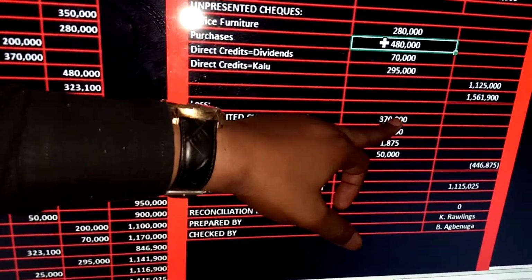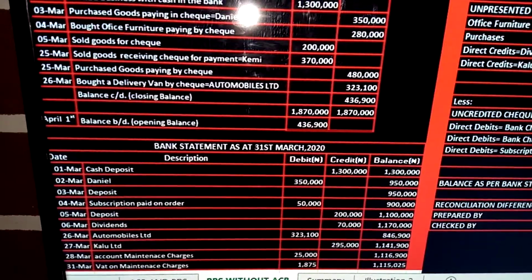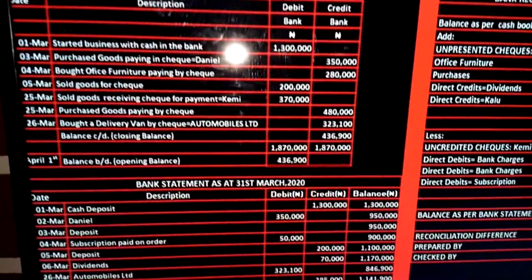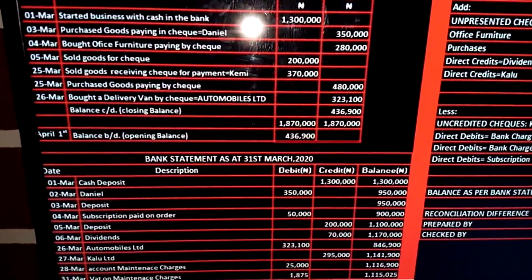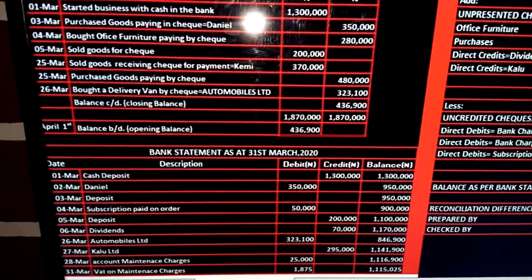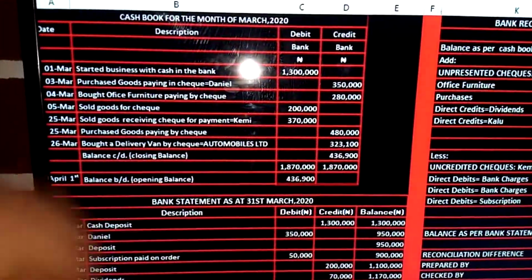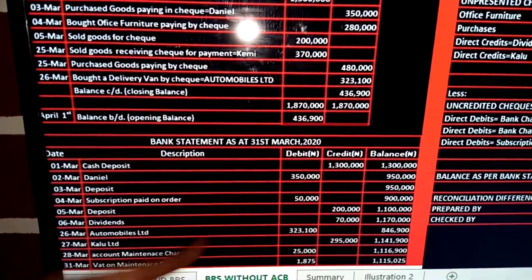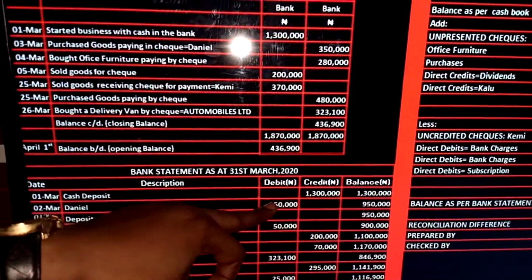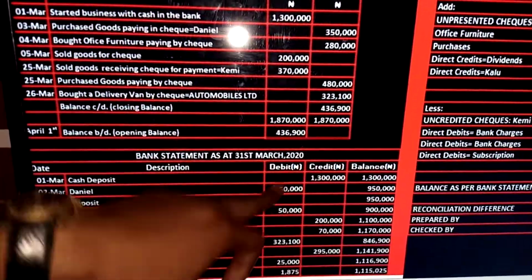370,000. Remember, I said once you do the debit of the cash book, you must do the debit of the bank statement. That's how it flows. Once you do the credit of the cash book, you must do the credit of the bank statement. So we've done the debit of the cash book, so we have to do debit of the bank statement. So the debit of the bank statement says what is here that is not in the credit of the cash book.